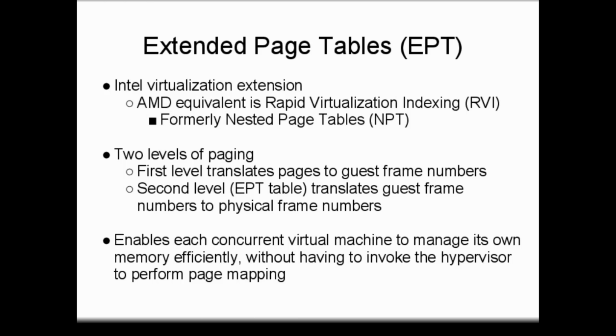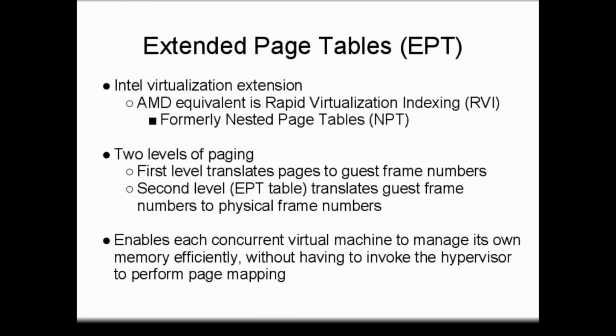EPT adds a level of paging to the system. At the outer level, each virtual machine, or guest, running on the CPU sees its own set of memory frames, isolated from and independent of the actual hardware. The CPU translates page numbers to frame numbers first by translating the page number to a guest frame number. The guest frame number is then translated to a host frame number, which is the physical frame number.